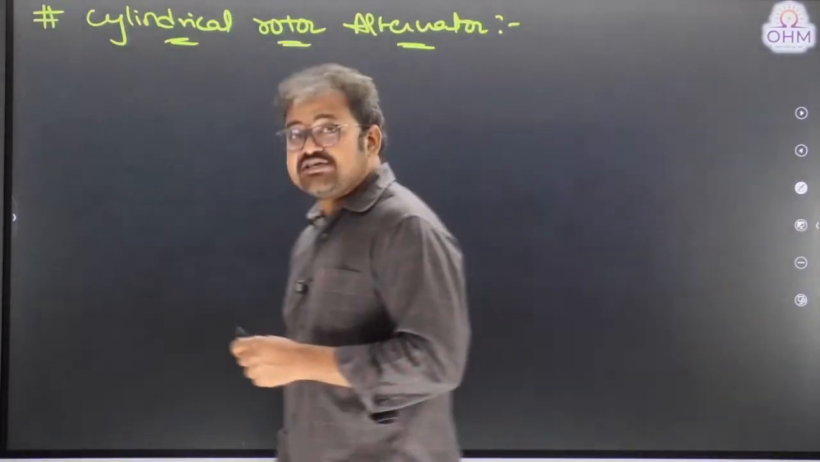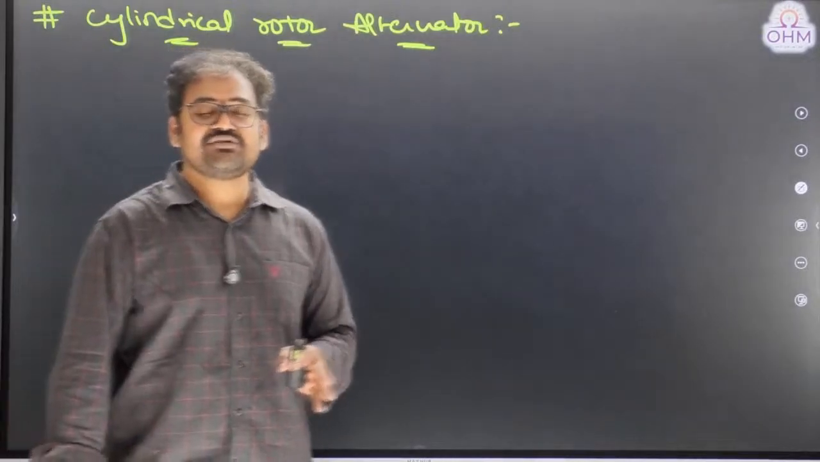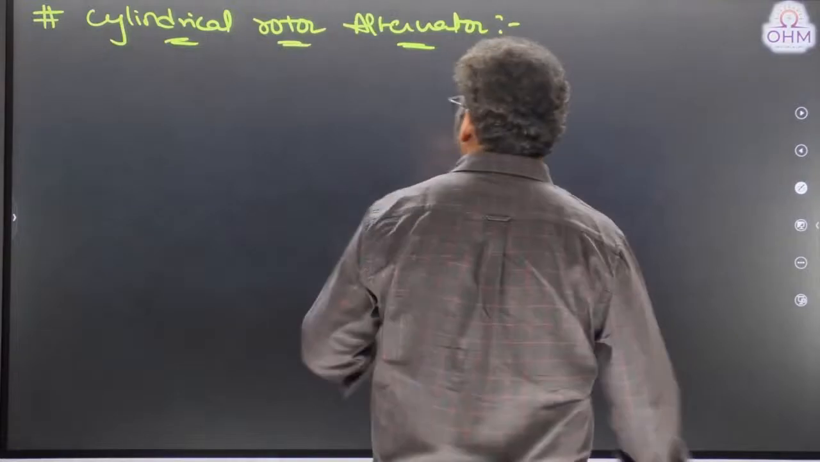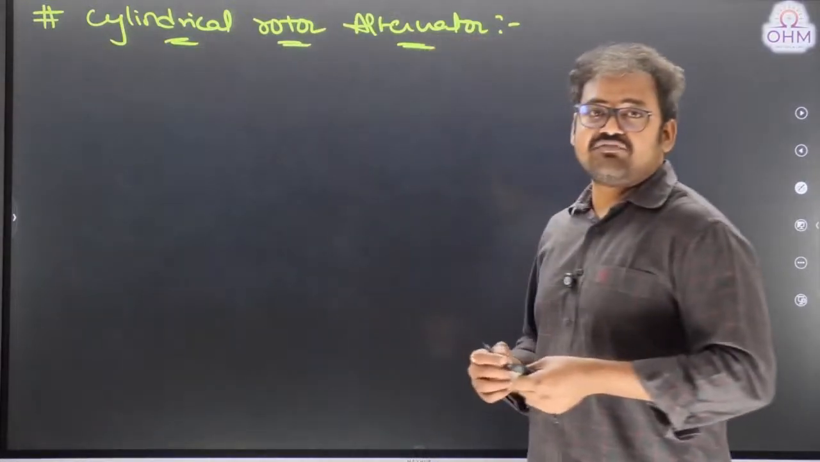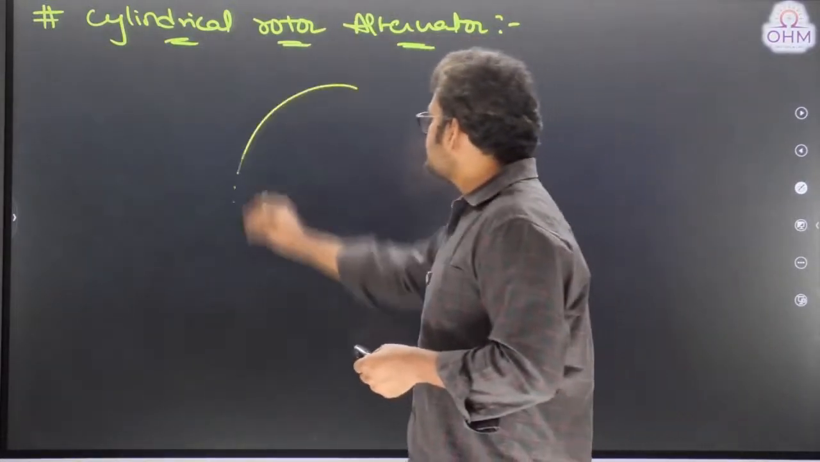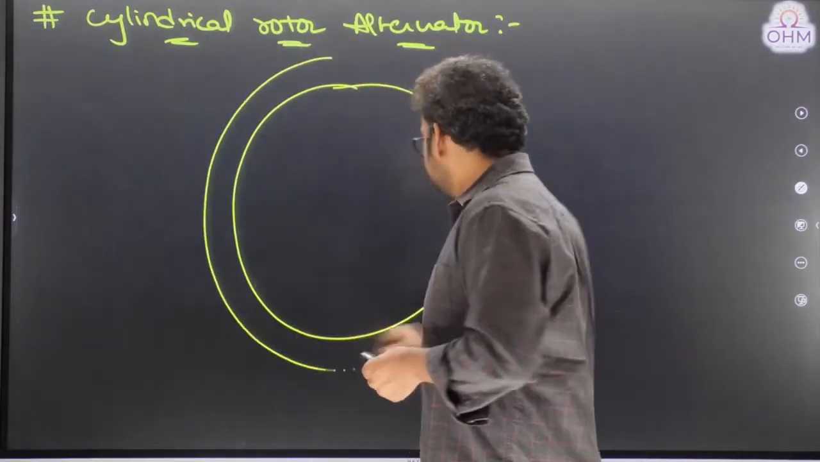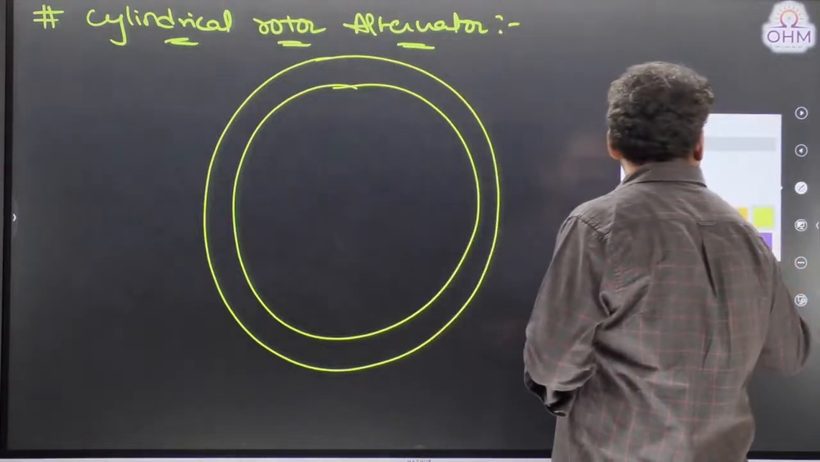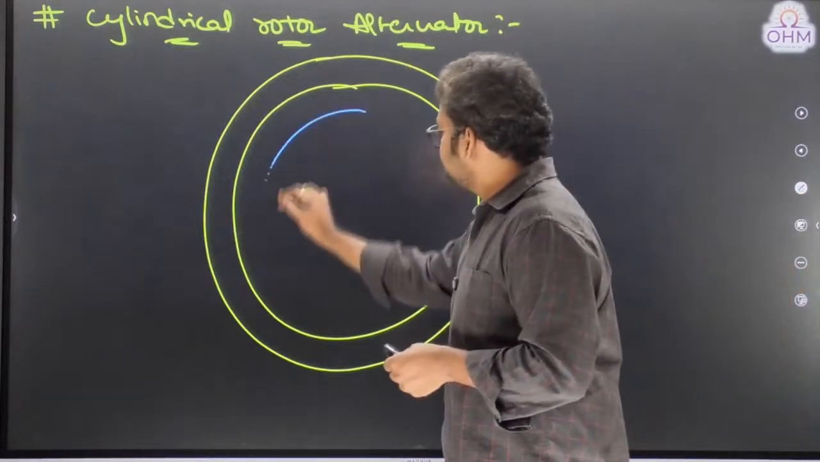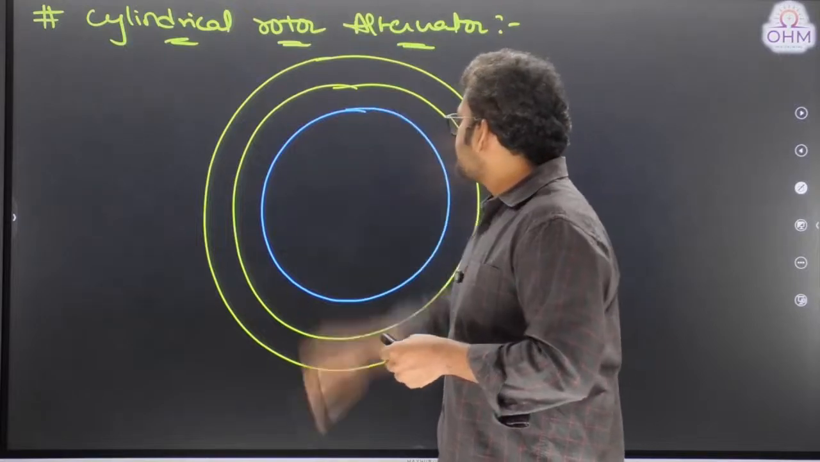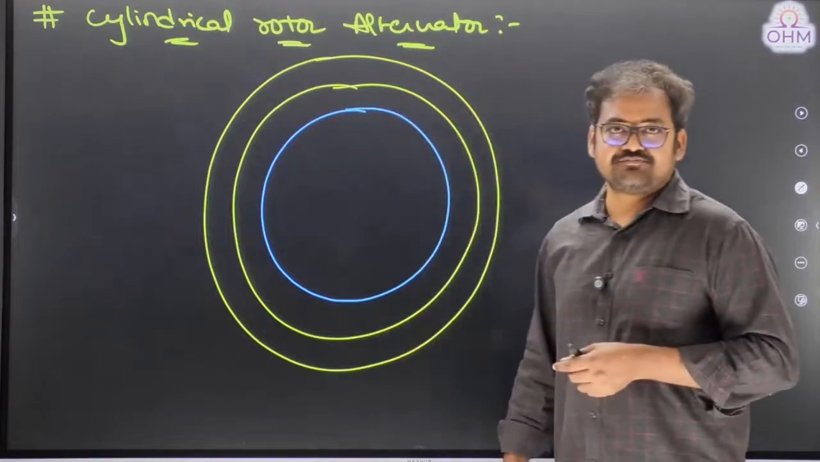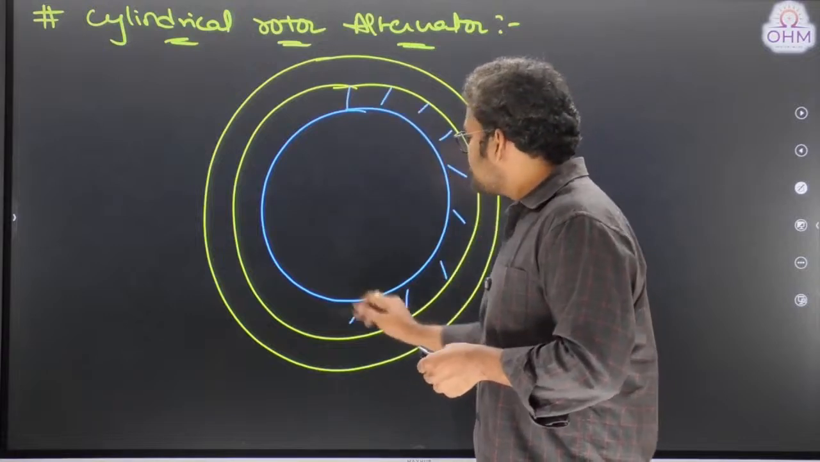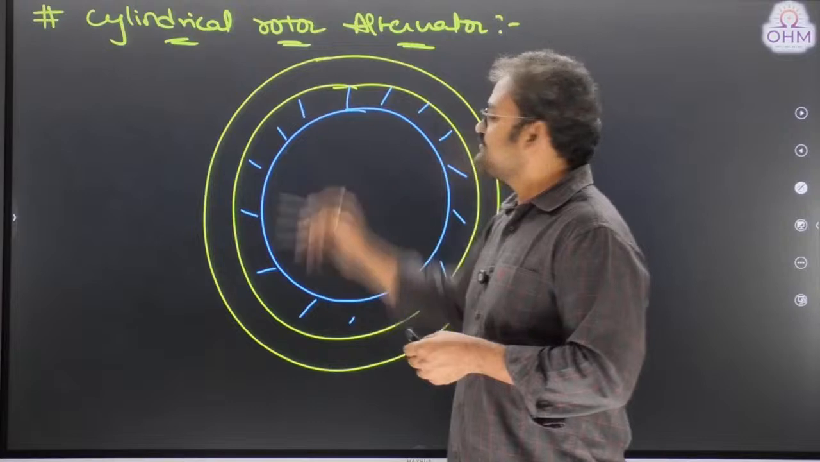Now, let's see the next type of rotor. We have the cylindrical rotor. As the name itself indicates, cylindrical rotor means the shape of the rotor will be a circular shape. So see, this is the stator part. Now the rotor will also have the same circular shape. This is what we call a cylindrical rotor. Now you tell me, is the air gap uniform or non-uniform? Yes, you take any position, the air gap is going to be uniform.